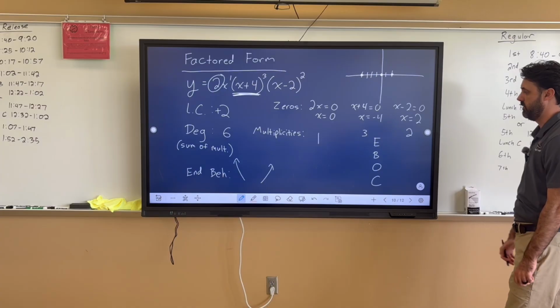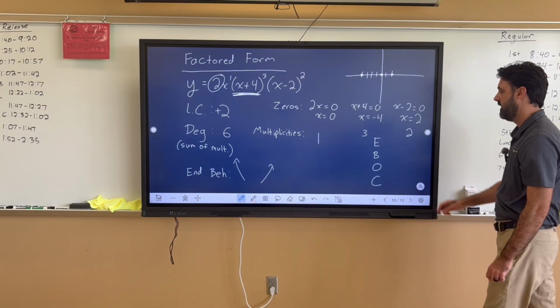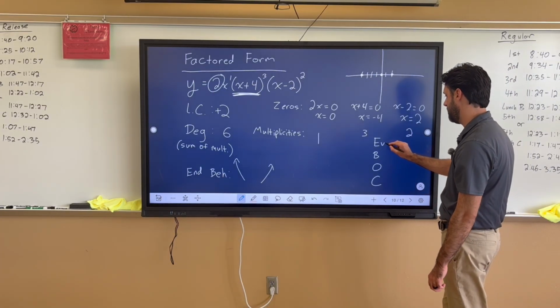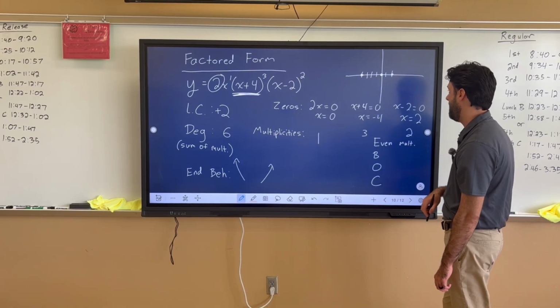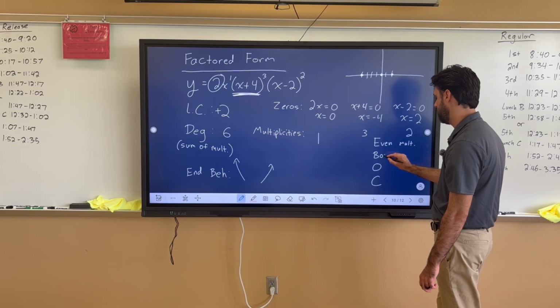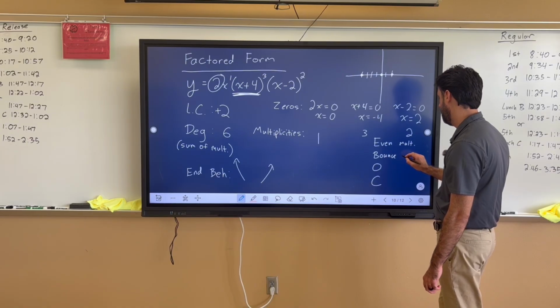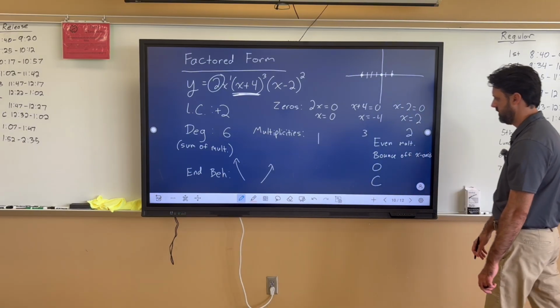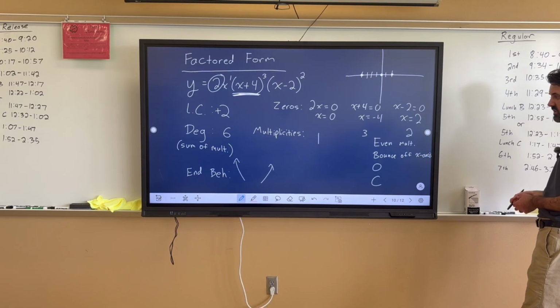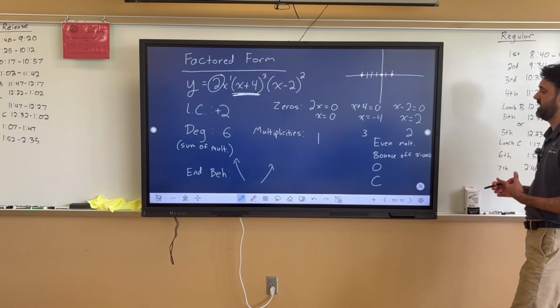Now, here's what we need to remember, and I've got to squeeze this in here: if a multiplicity is even, then the graph is going to bounce off the x-axis at that point. So anywhere there's an even multiplicity, the graph is going to bounce off the x-axis.